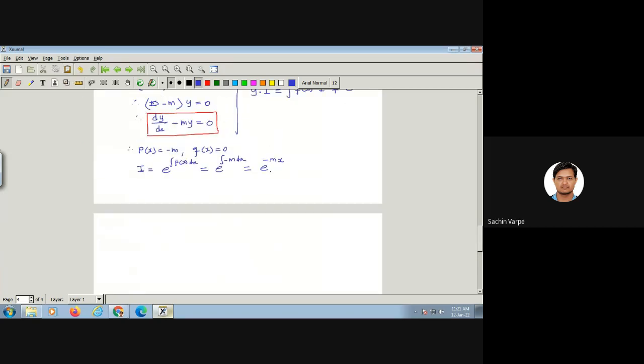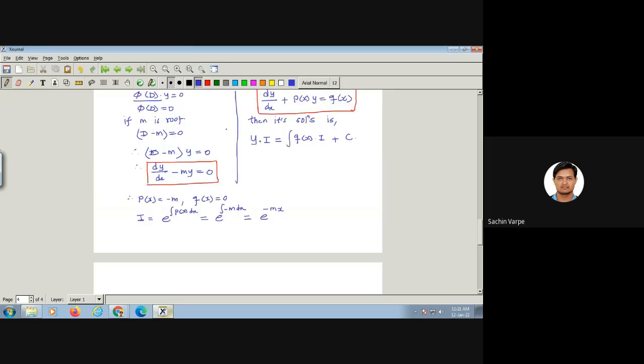So with this integrating factor, what would be my solution? Therefore, the solution is y into integrating factor, that is e to the power minus mx, is equal to integration of Q. You can see here the solution. Integration of Q, what is Q here? 0 into integrating factor plus constant of integration. As the integration of 0 is 0, I can write y e raised to minus mx is equal to c. Is this clear to everyone?